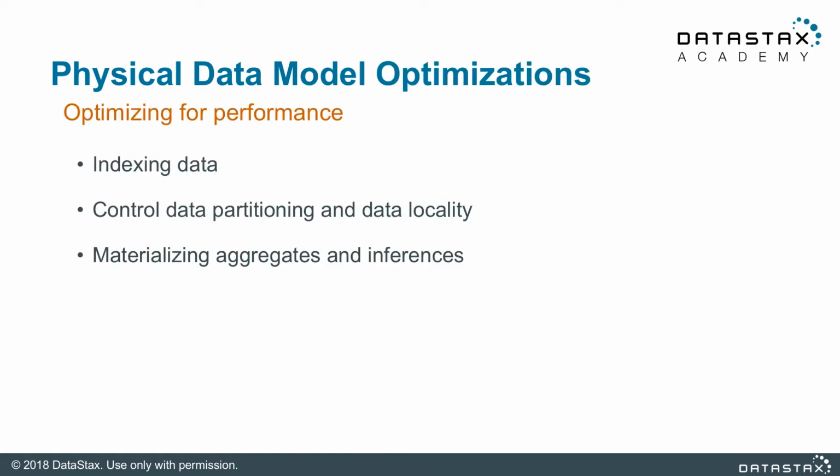Lastly, the final step in our journey to complete our schema involves optimizing for performance. This is the step where you look at your data access patterns and determine how to construct your indexes and partitioning strategy to best serve those patterns.